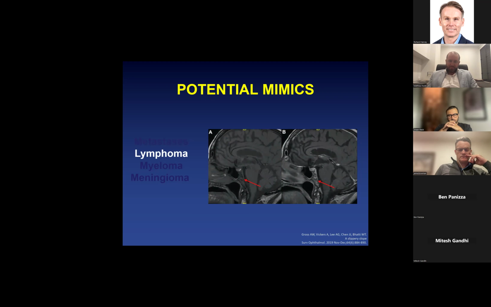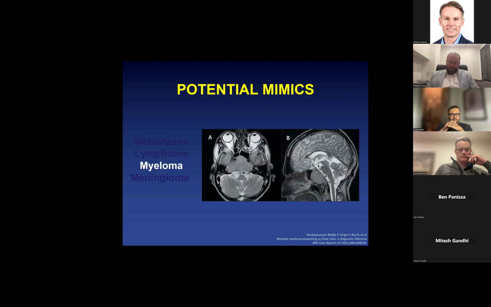This is an example of lymphoma that's primarily involving the clivus. Again, on the pre-contrast T1 weighted sequence on the left, the normal fatty marrow signal has been replaced, and this region is heterogeneously enhancing. This turned out to be histologically diffuse large B-cell lymphoma.